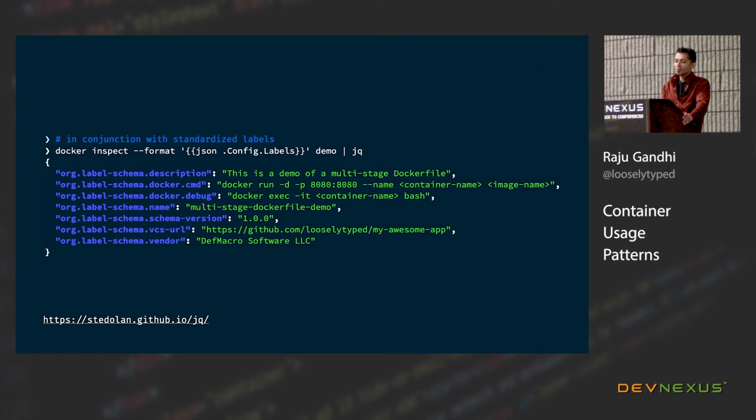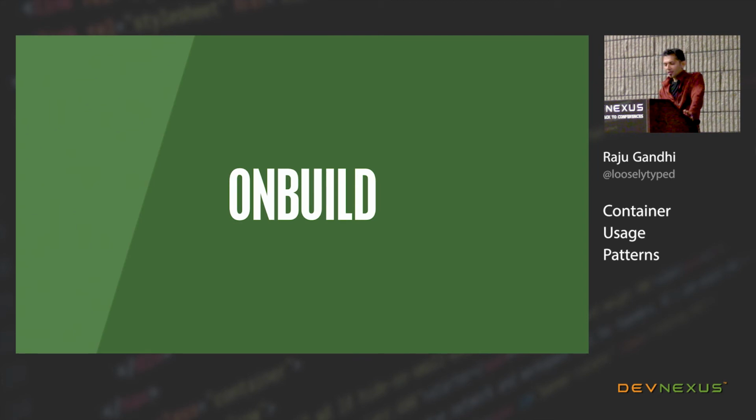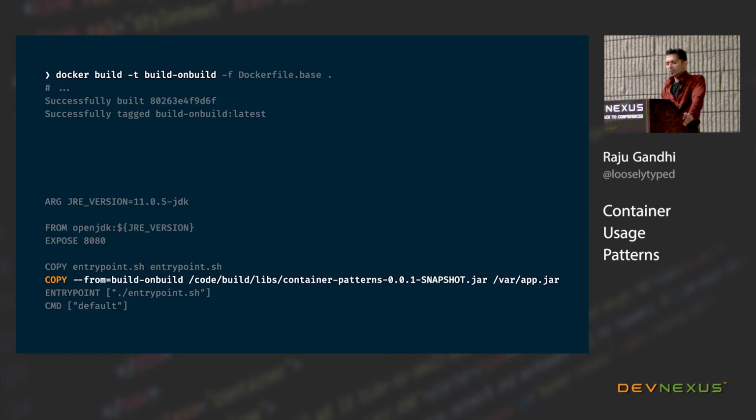The nice thing, or the bad thing, is that we have now all settled on JSON as an intermediate medium. And so you have a bunch of tooling on top of that that's available to you. You can fix this up permanently if you were just to put the PS format property, and that would affect every time you do Docker container ls. If you set an images format, it would affect every time you do image ls, so on and so forth. I don't know why this slide is here. I'm going to skip this.